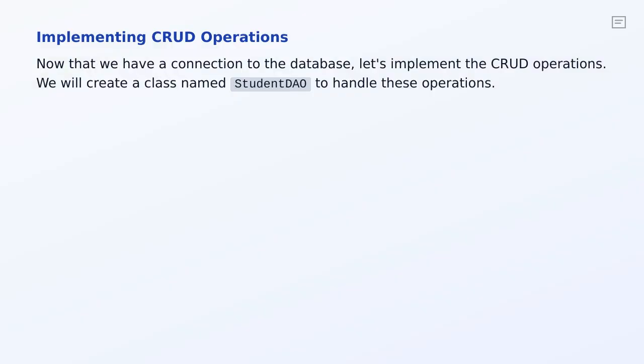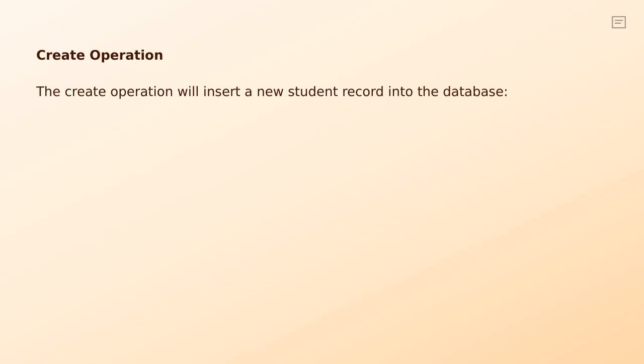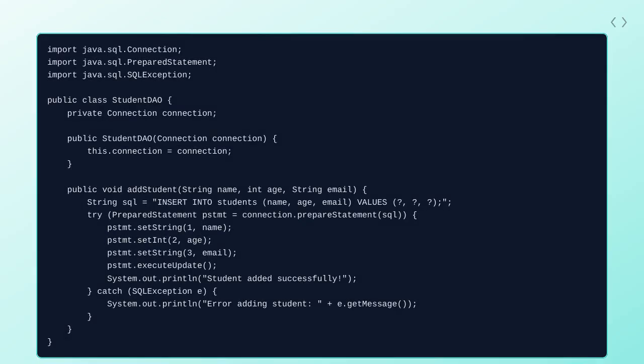Implementing CRUD operations. Let's dig in. Now that we have a connection to the database, let's implement the CRUD operations. We will create a class named StudentDAO to handle these operations. Next, create operation. The create operation will insert a new student record into the database. Note the class shown on screen and how its members are organized.